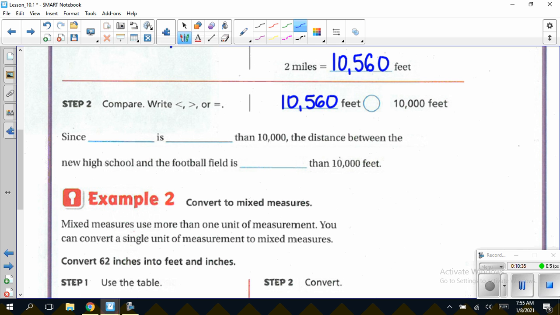So I know that 10,560 is greater than 10,000, and I can say since 10,560 feet is greater than 10,000, the distance between the new high school and the football field is longer than 10,000 feet.